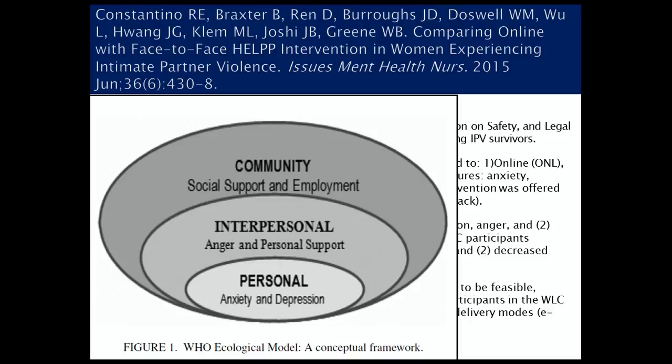And they used the World Health Organization ecological model, where they had outcome measures related to mental health on the personal level. So they looked at anxiety and depression. On the interpersonal level, they looked at anger and personal support. And then on the community level, they looked at the women's perceptions of social support and whether or not they were employed. So again, for the women who got the online intervention, they saw improvement across these domains.